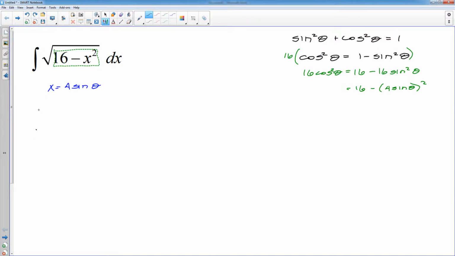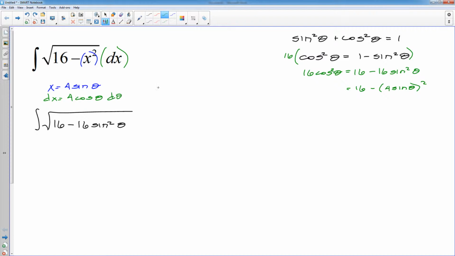One thing you need to remember is when you do the substitution, you always have to account for the dx, and that's one of the mistakes I see a lot of people make with trig substitution. So if I plug in 4 sine theta, I have 16 minus, and I'm plugging this 4 sine theta in for the x, so when you square that, it will become 16 sine squared theta. And you do need to account for the dx. So if x is 4 sine theta, then dx is going to be the derivative of that, which is 4 cosine theta d theta. And so I need to substitute 4 cosine theta d theta for the dx. You must remember to account for the dx.